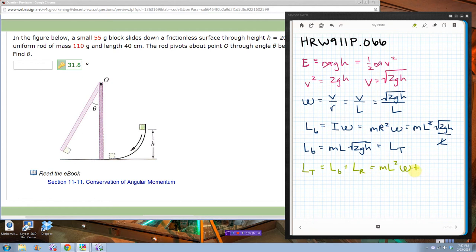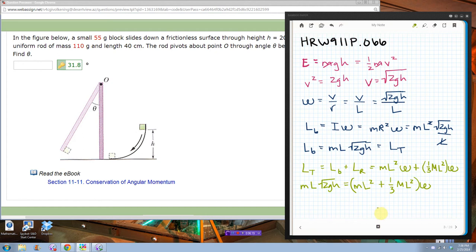And then the rod, well, this rod is a rod pivoting around its end point, not its center of mass. So I for that is 1/3 capital M L squared, and it's also moving at some omega. Same omega, we don't know what it is, but we'll find out. Now, L initial, remember from up here, was the mass of the block times L times the square root of 2gh. So I'm replacing that with this, and that's going to equal mL squared omega plus the rod's term. And actually, I'm going to factor out the omega. So when I factor out the omega, this is what I'll get.